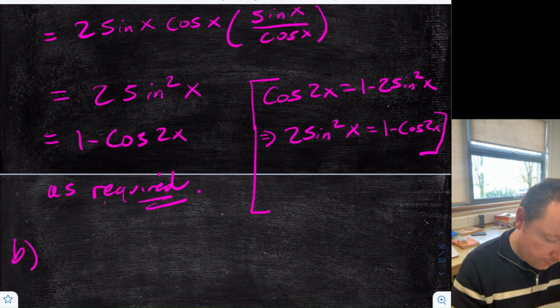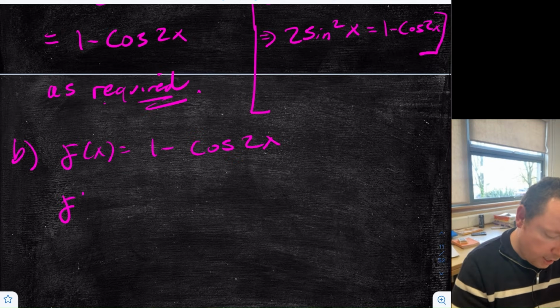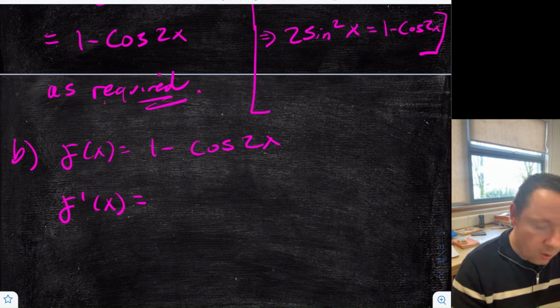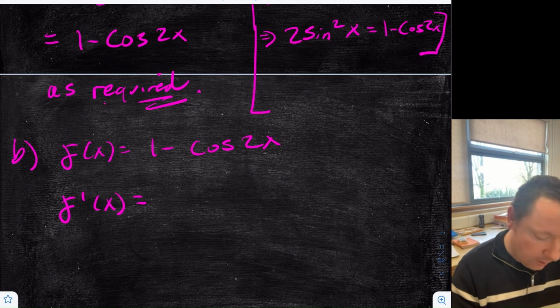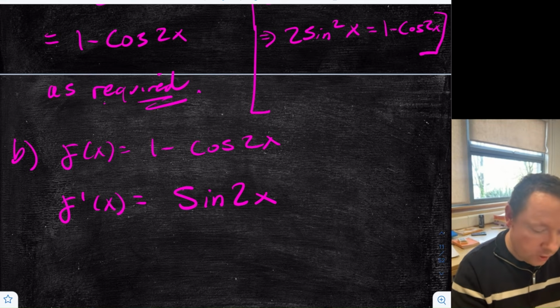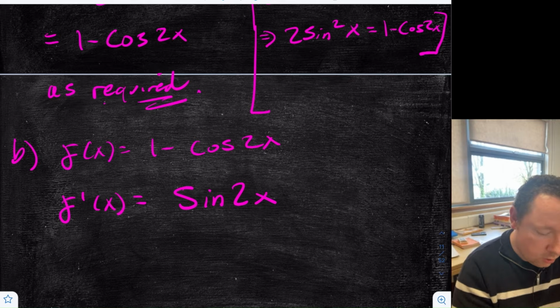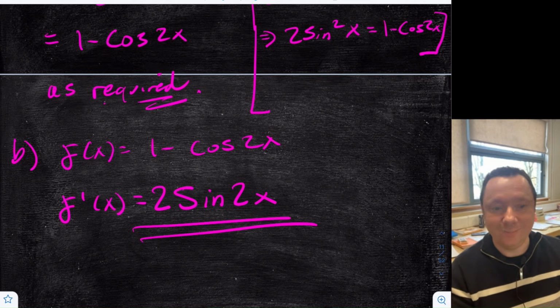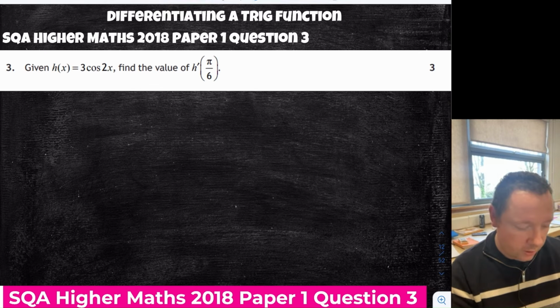Part B, f of x is equal to 1 minus cos 2x now. So f dash x, differentiating each function, 1 goes to 0. Cos, remember, goes to minus sine, so it becomes plus sine, so it's sine 2x because of minus minus. And then because of the chain rule, we differentiate the inner function, which is 2, so times by 2. So we get 2 sine 2x. Okay, differentiating a trig function.